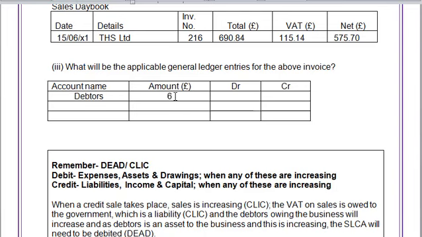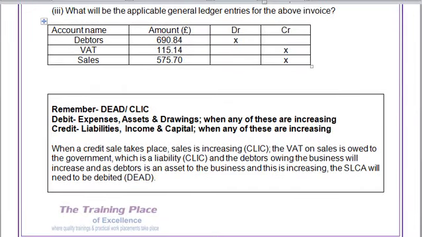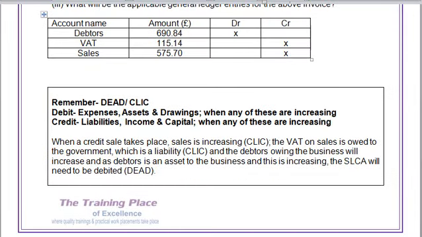With the total amount that is owed. I would also have VAT that is affected, and the sales is also affected. The VAT will carry a credit entry for the VAT amount because it's a liability that is increasing. You also have sales, which is income under CLIC, which is also increasing. So we have debited debtors, credited VAT, credited sales with a sales invoice, a credit sales.